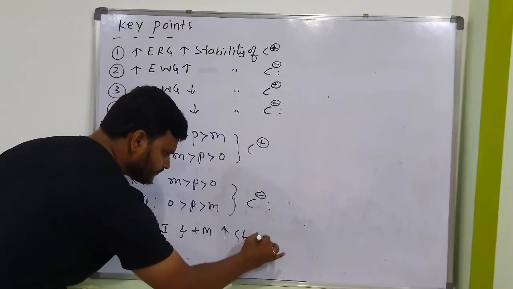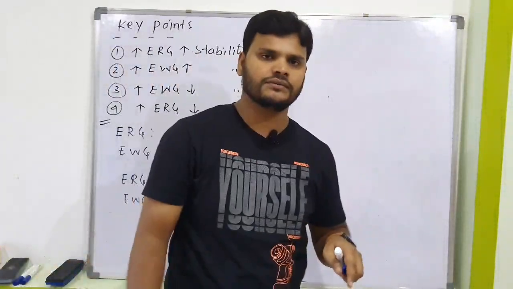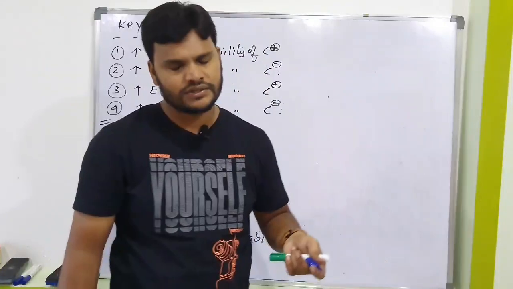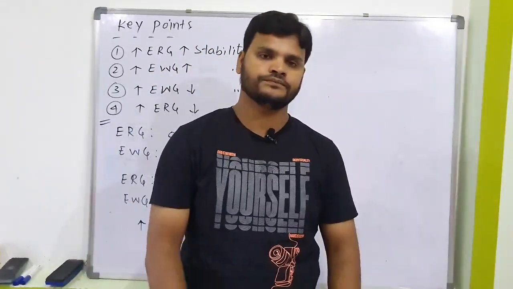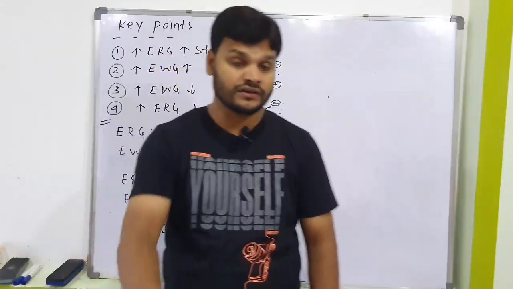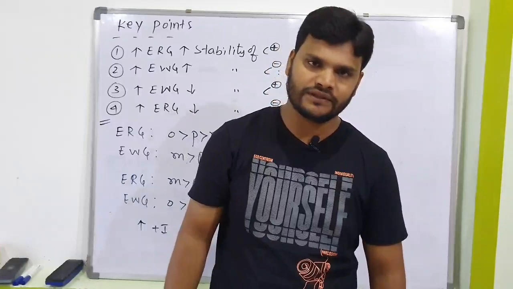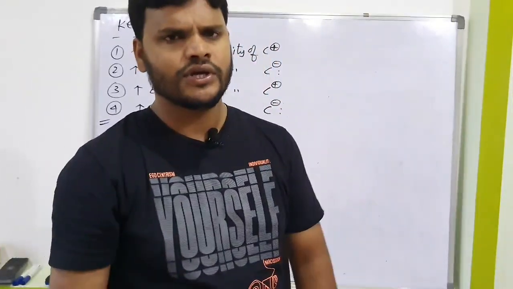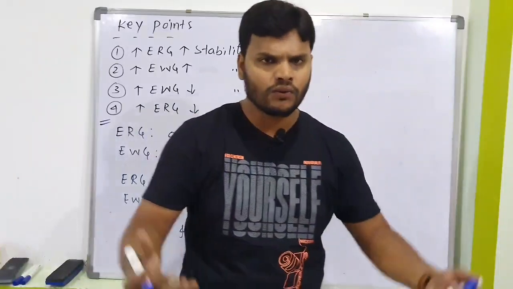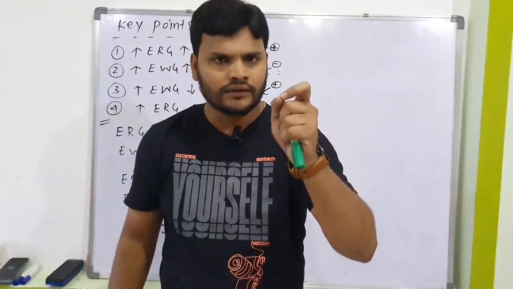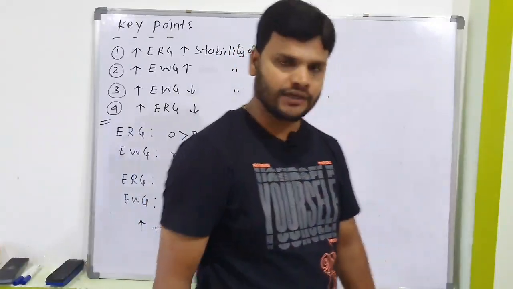Next important point: increase the plus I effect and increase the plus M effect, increase the stability. So ultimately what I want to say is plus I effect and plus M effect are directly proportional to stability. But between plus I and plus M, which is stronger? Plus M is nothing but resonance effect. Resonance effect is much stronger than inductive effect. You need to apply this point also. Sometimes this point is also useful for you. Nothing goes wasted. What is the main point? Resonance effect is much stronger than inductive effect.